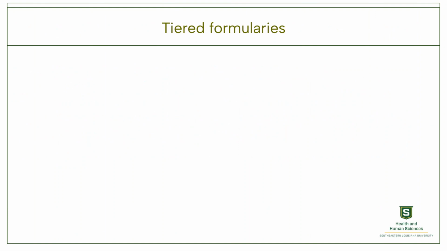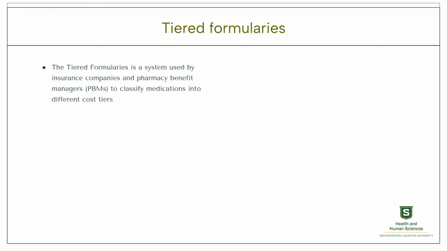Then we have the tiered formularies. I mentioned it earlier, but we'll talk about it a bit more here. I talked about how formularies are like a list of covered medications that insurance benefit managers use to determine the out-of-pocket payment for patients, or whether a medication is covered or not. With the tiered formularies, this list is put into different tiers.